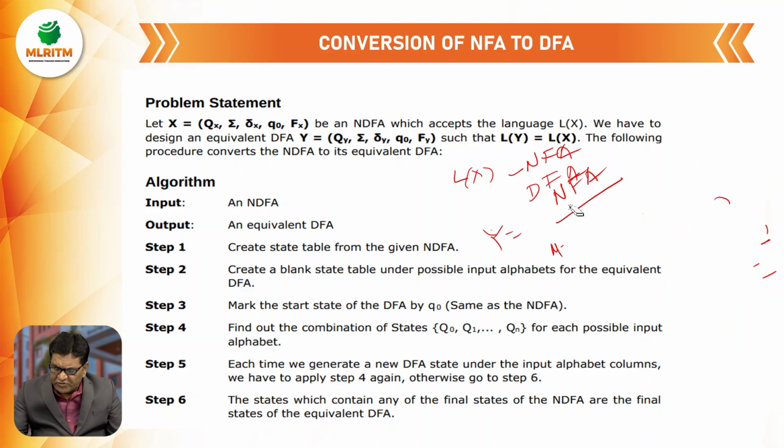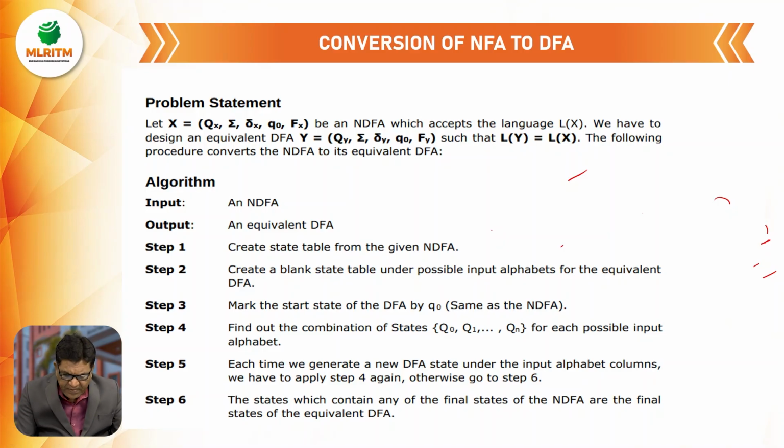What steps are used for conversion of NFA to DFA? Now the algorithm. The input is a non-deterministic finite automata, the NFA given, and the output is the equivalent deterministic finite automata. First of all, what is step 1? The input is the NFA, and the output is the equivalent DFA. What steps are required?